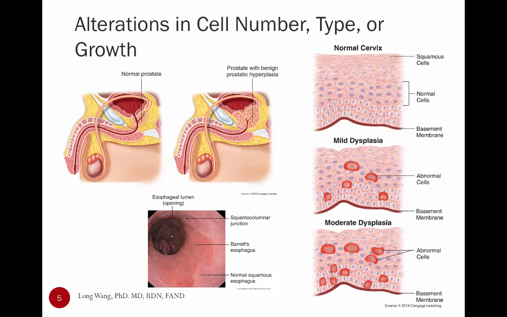So just to summarize a little, when the cells are undergoing injury or certain stimuli, the responses could be alterations in cell size, cell number, cell type, or the way they grow. And this could be a repair or at the same time could lead to other pathology.